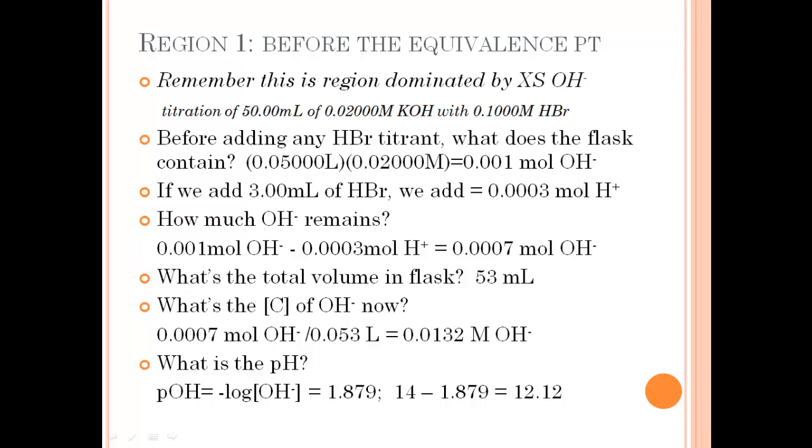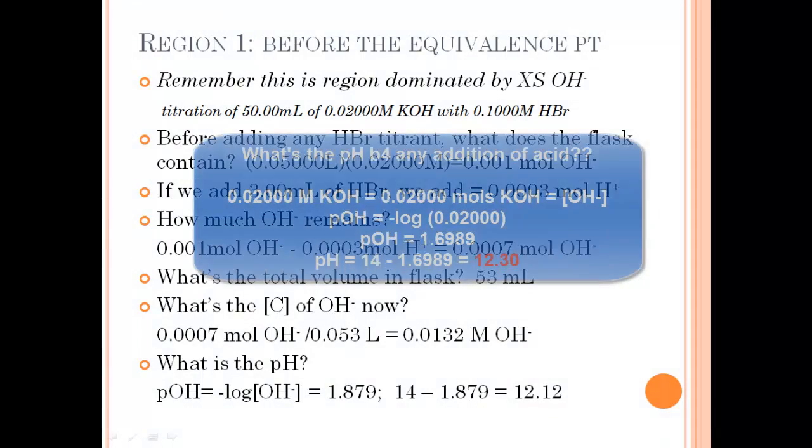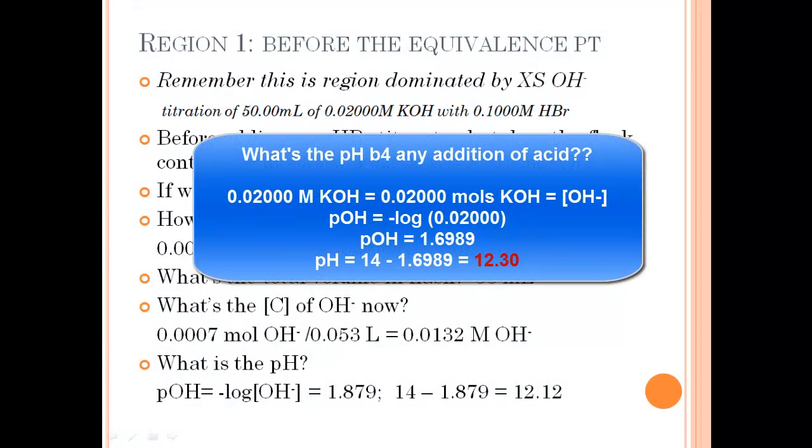If you wanted to figure out what the pH was before you even added any titrant, all you would have to have done is take your concentration of OH at the beginning, which of course they gave to you, right? It's 0.02, and take the negative log of that. If you do 0.02 and take the negative log, you'll get 1.6989. Remembering that that's pOH, so you would have to take 14 minus 1.6989, you'll get 12.30. So that's the pH that you started at. You added 3 mils of a strong acid, and now your pH is 12.12.